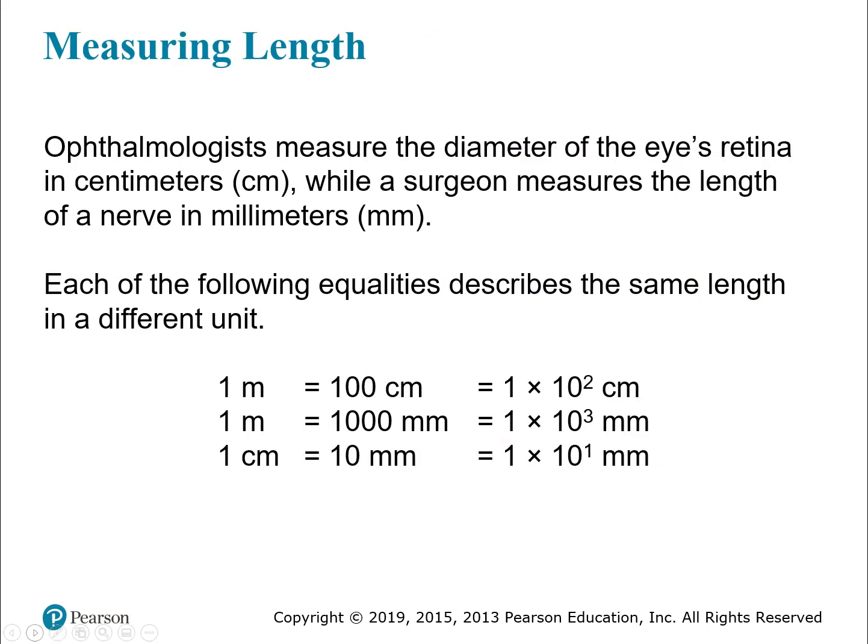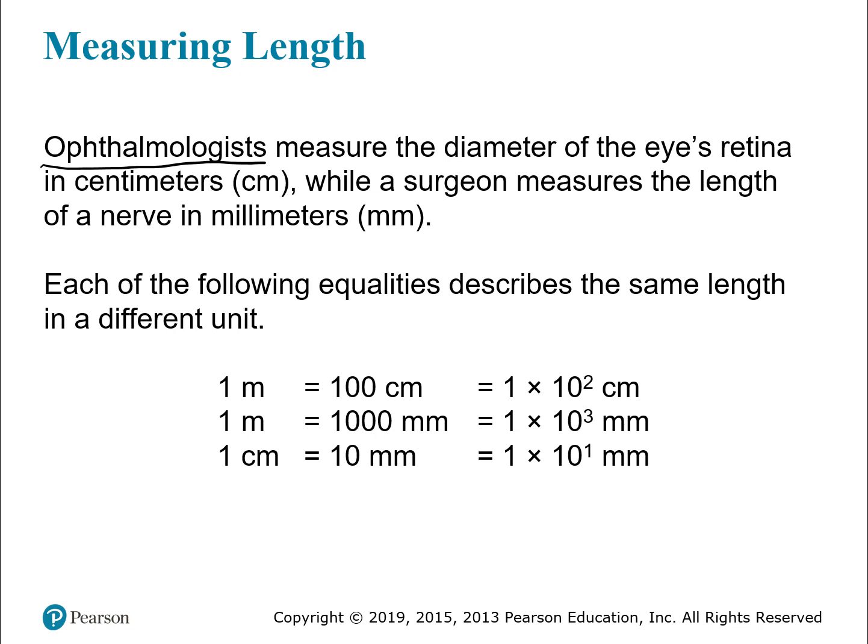So let's talk about measuring length. Now the eye doctor, which is an ophthalmologist, can measure the diameter of the retina of your eye. A surgeon may measure the length of a nerve using a different unit. So we might have centimeters for one and millimeters for another. Each of the equalities that you see describe the same length in a different unit.